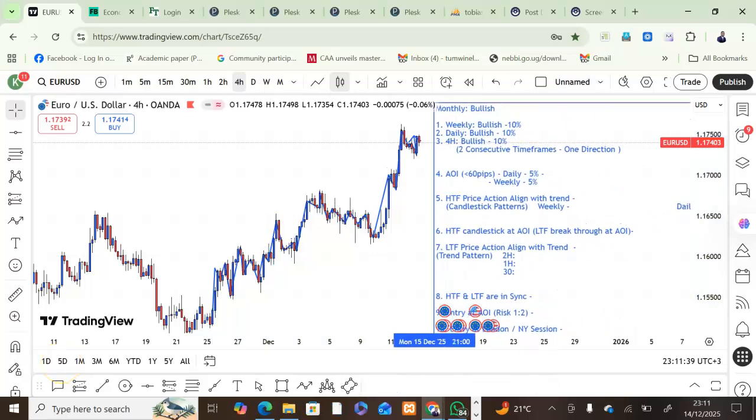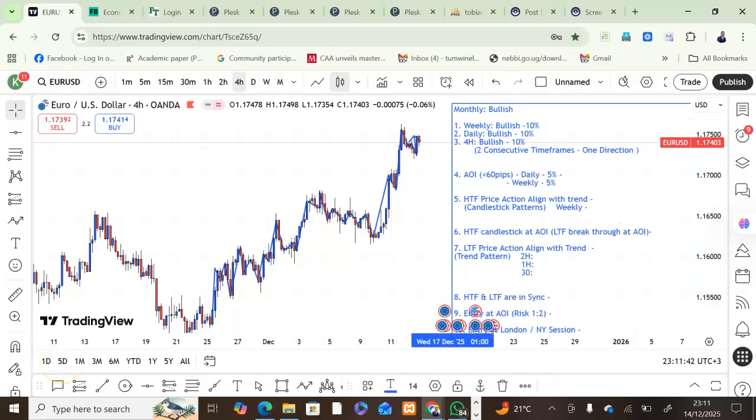Okay, so we are done with analyzing the 4-hour time frame. And you notice that on our list of confluences, we've added it as 4-hour bullish, which is 10%. So now we have 10%, 10%, 10%. So let's assume, why are we putting the bullish as 10% on the monthly?